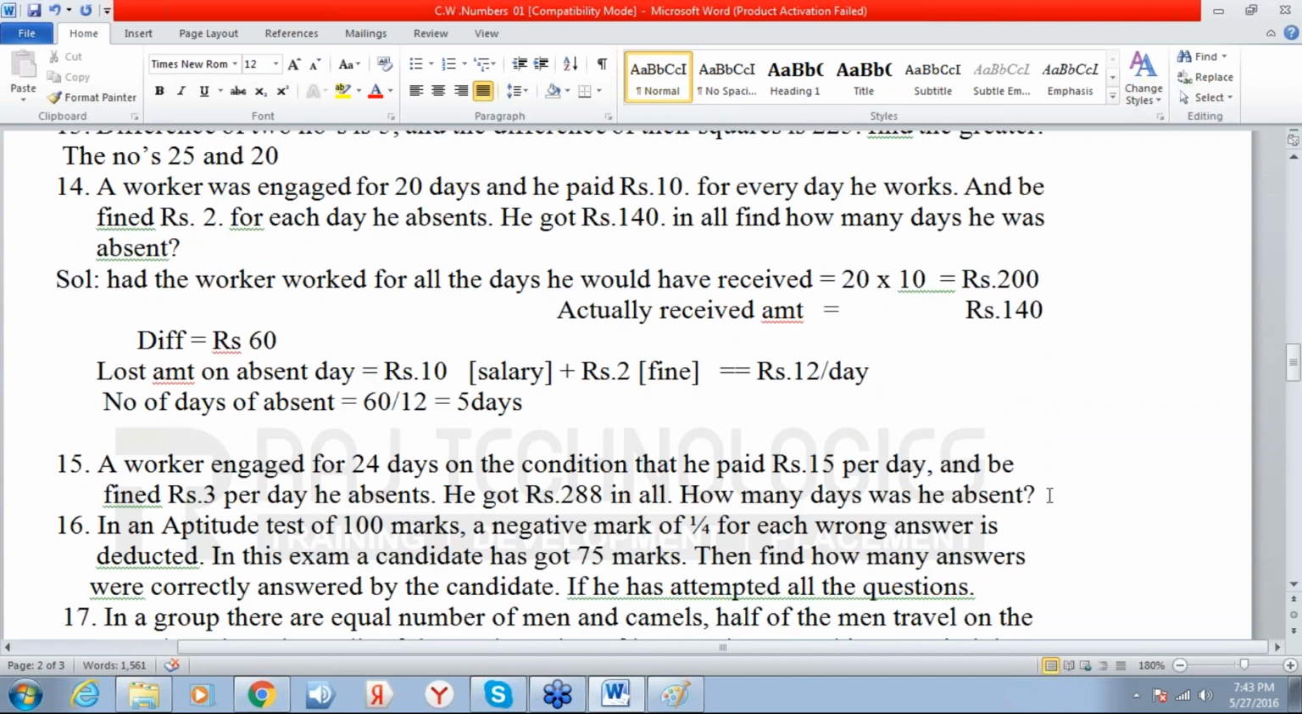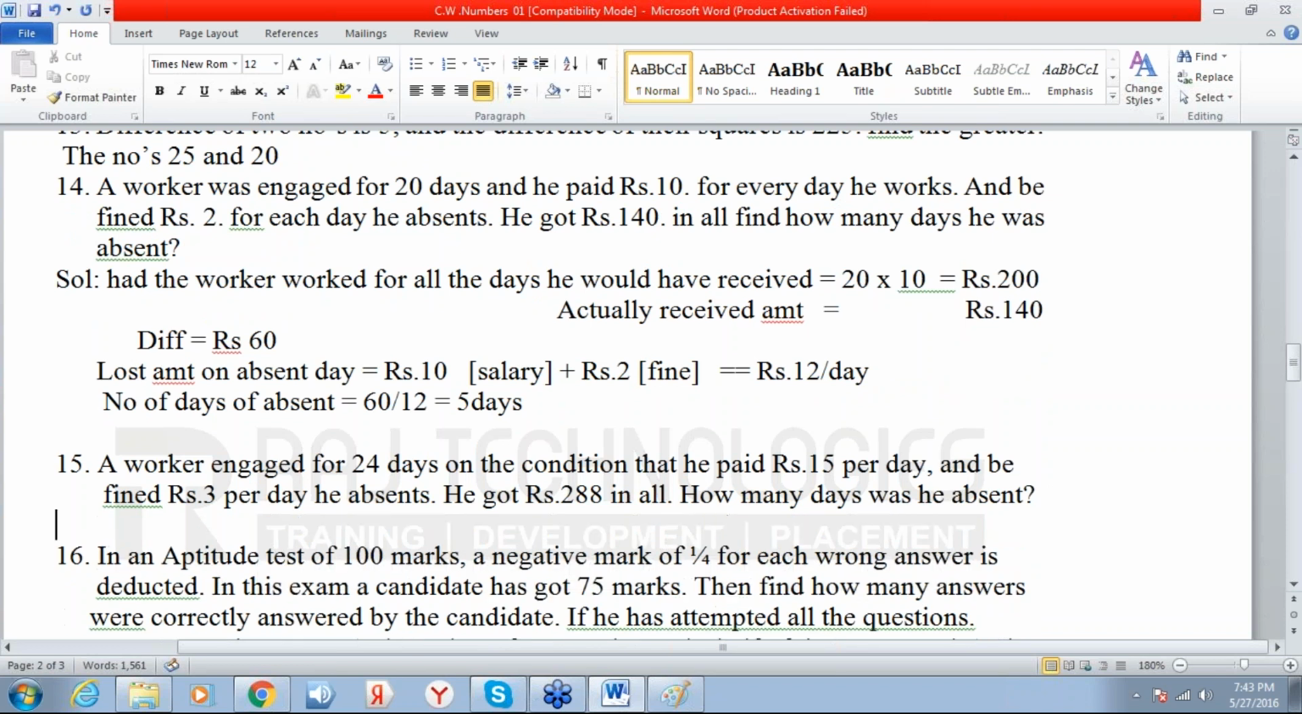Here we are going to discuss the 16th question. This is also the same kind of question. Here we need not take it. Just take 240 into 10. The last amount is 24 into 15. What is 24 into 15?